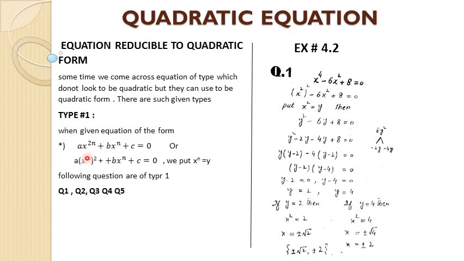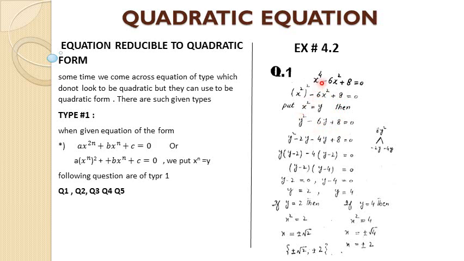You can see that x raised to the power 4 means a is 1. So can I write it like this: x square the whole square minus 6x square plus 8. Again the same thing: put y is equal to x raised to the power n, put y is equal to x square. So when x square is here, y means x square, so y square minus 6y plus 8. Now you can see that it is a quadratic form.